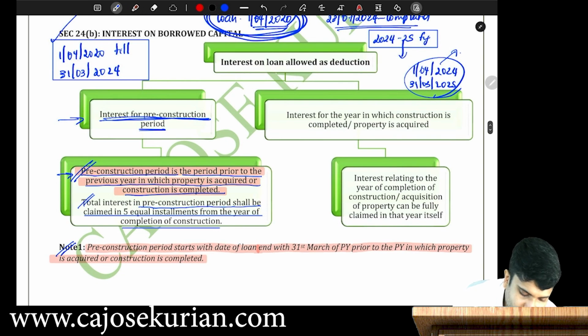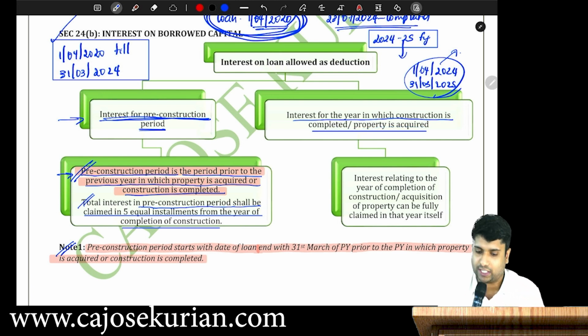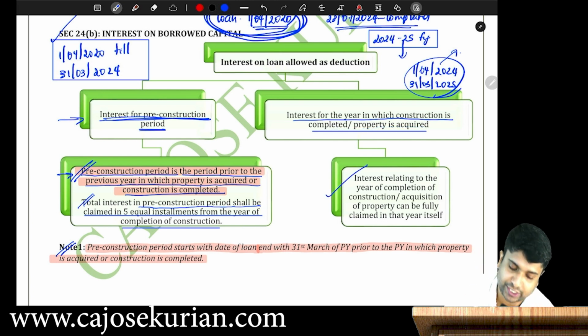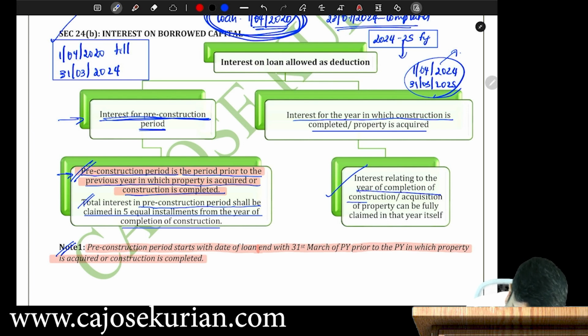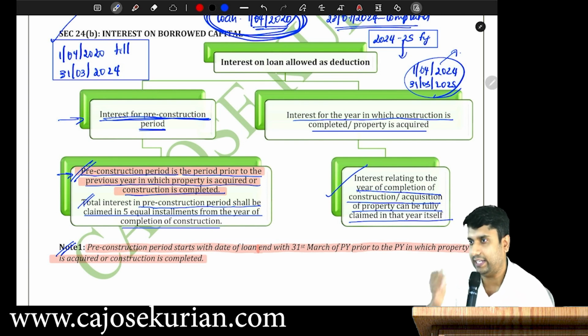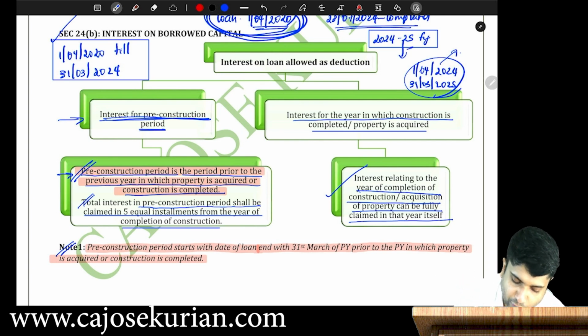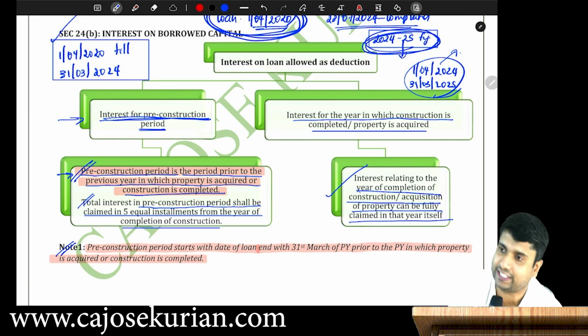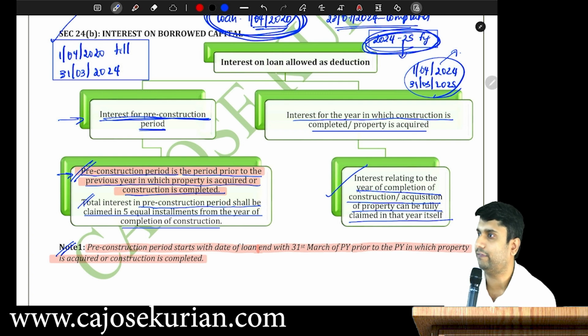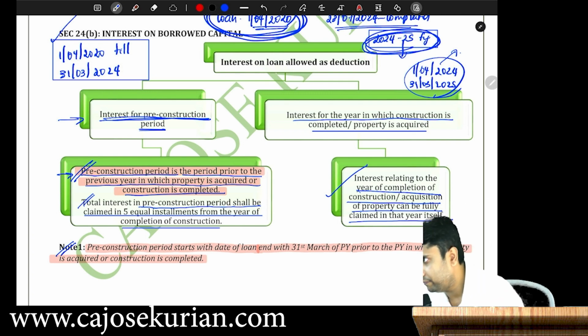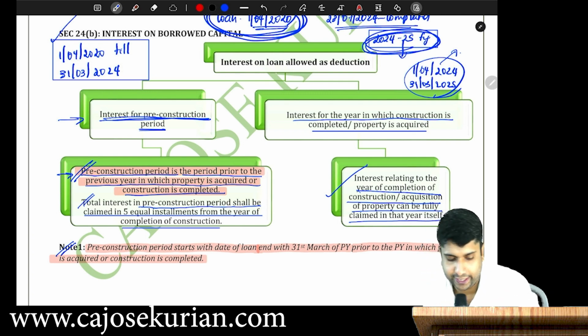Now, friends, listen. What is post-construction? Interest for the year in which construction is completed or property is acquired is said to be the post-construction period. And what to do with the post-construction interest? Interest relating to the year of completion can be fully claimed in that year. That means for 24-25 the whole interest you can claim as a deduction in that year itself.